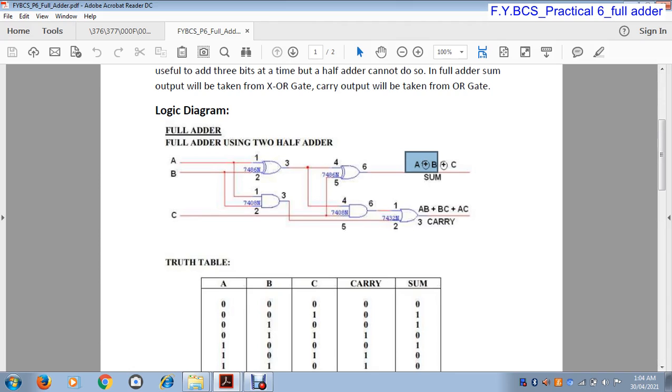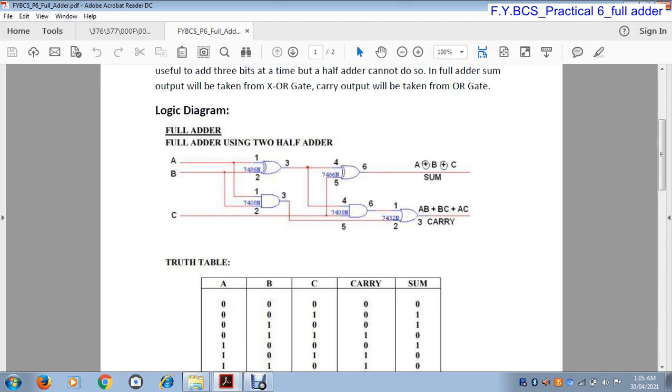Now here we use the AND gate. The first input of the AND gate is A, and the second input of this AND gate is B. The AND gate multiplies these two inputs, so here we get A into B.